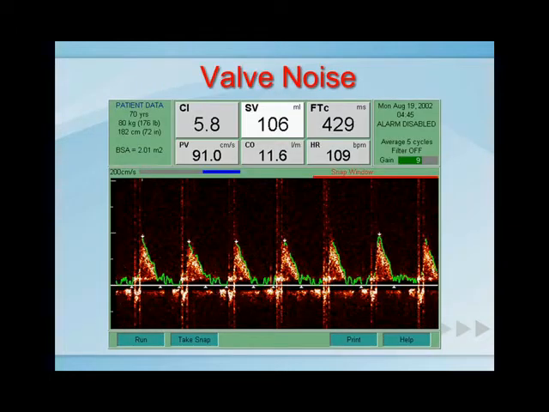This is an example of valvular noise, low-frequency sounds caused by valve noises. They cut through the waveform and distort the green line. A filter here should be on, but take care with the filter as it reduces cardiac output and may make the waveform narrower.